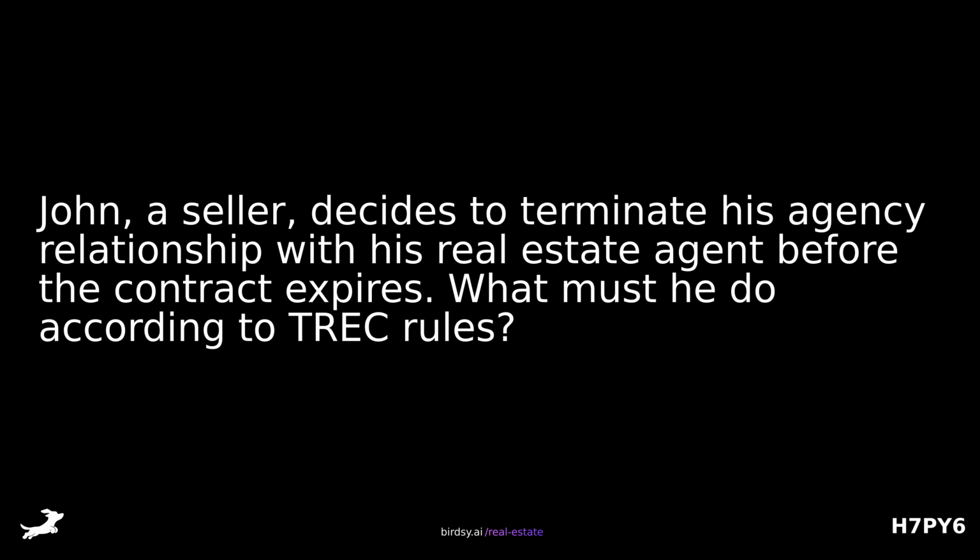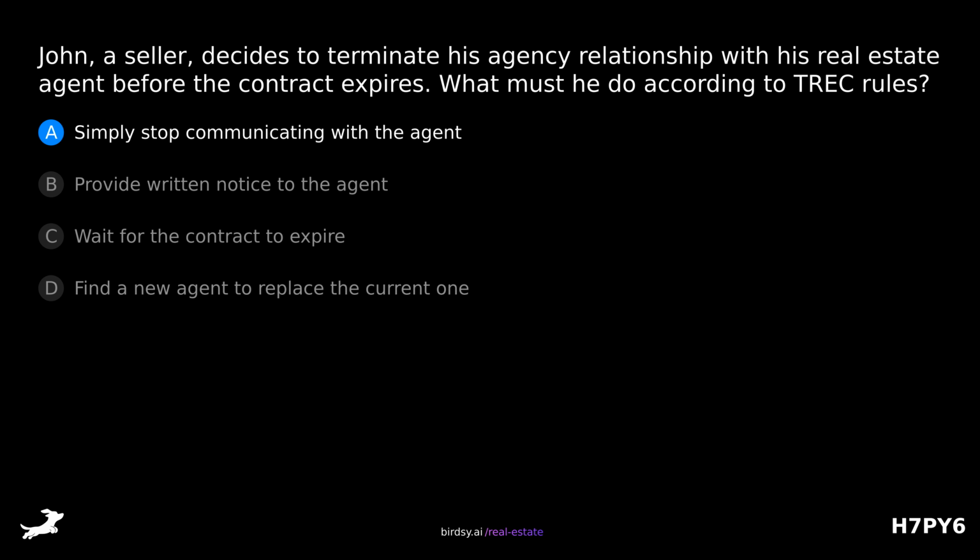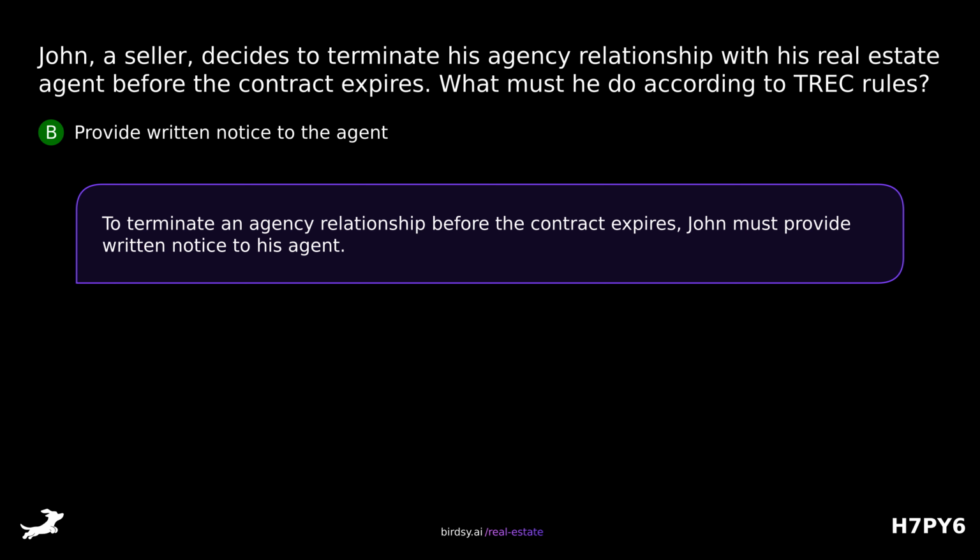John, a seller, decides to terminate his agency relationship with his real estate agent before the contract expires. What must he do according to TREC rules? Is it A, simply stop communicating with the agent? B, provide written notice to the agent? C, wait for the contract to expire? Or D, find a new agent to replace the current one? The answer is B, provide written notice to the agent. To terminate an agency relationship before the contract expires, John must provide written notice to his agent.